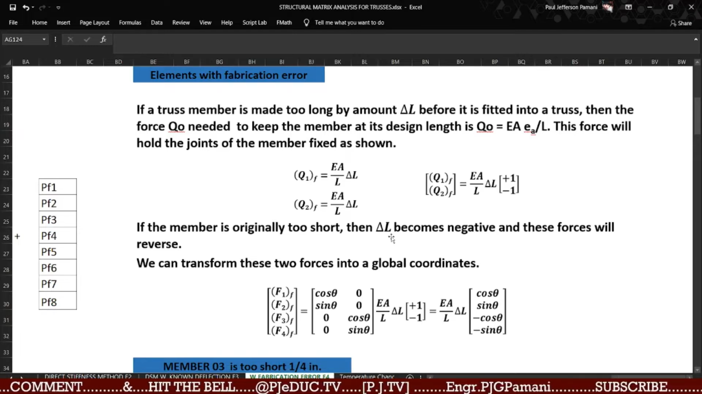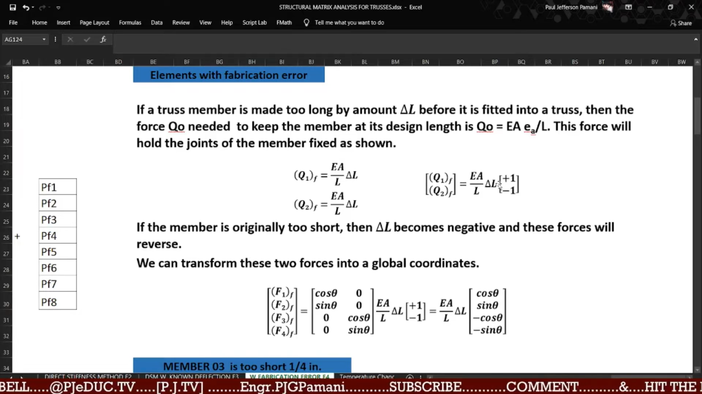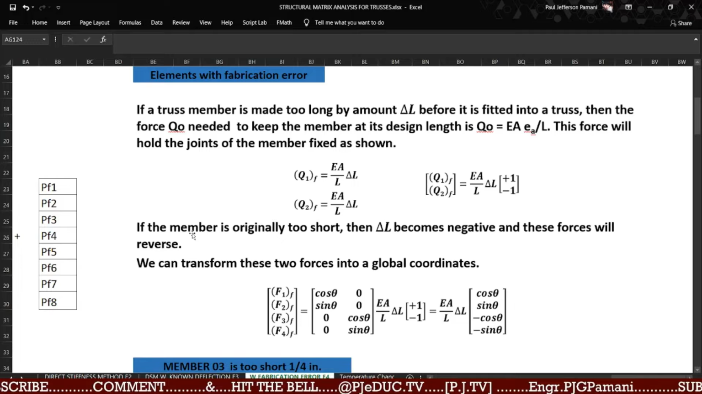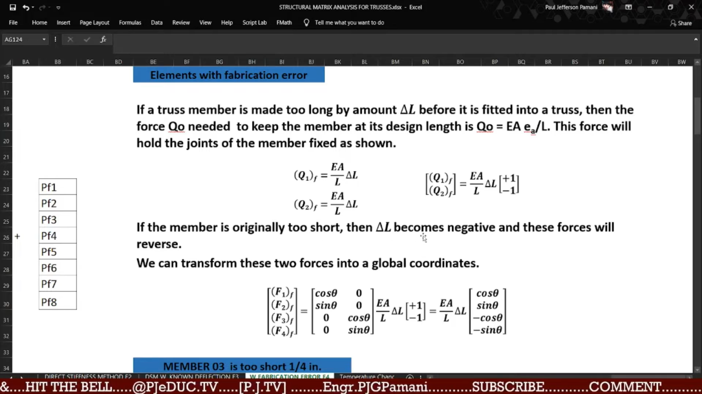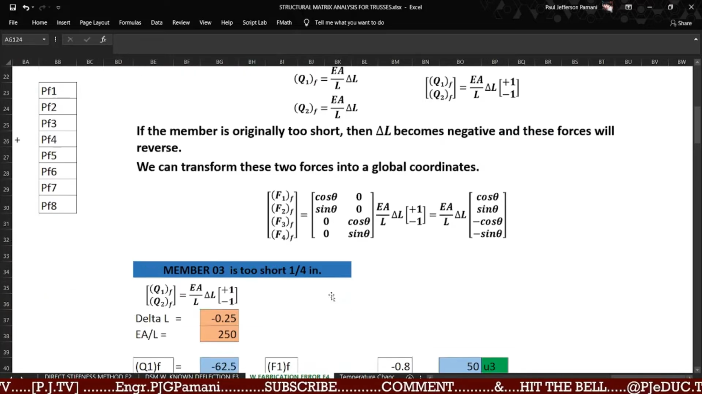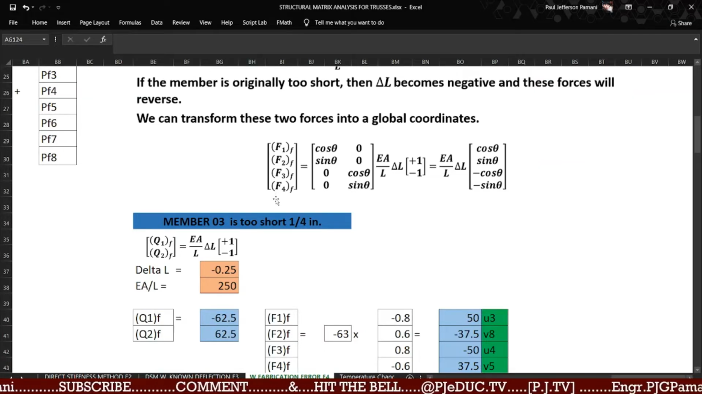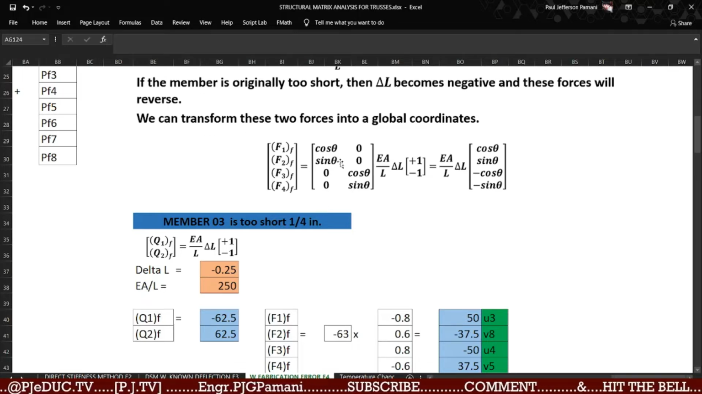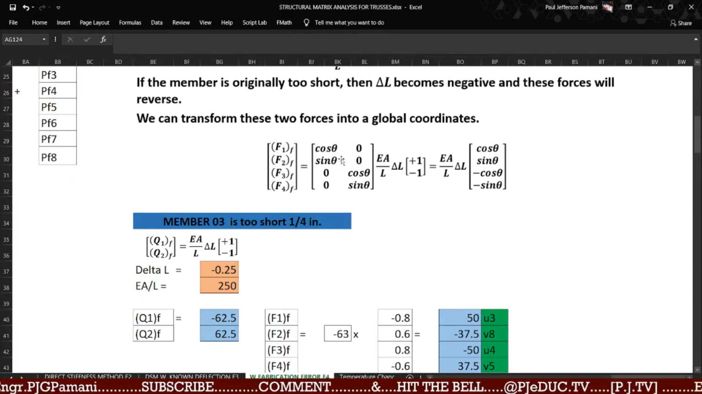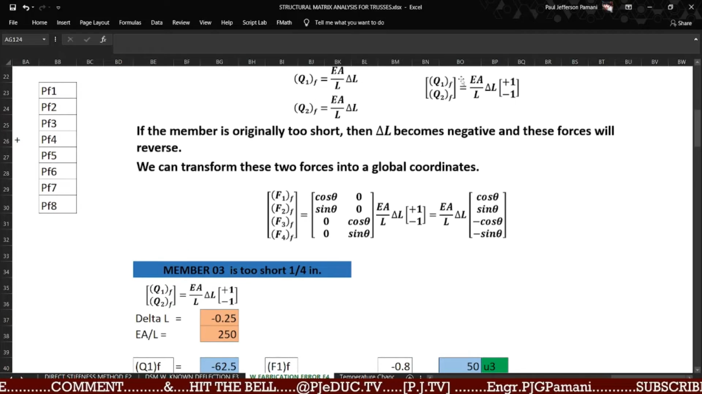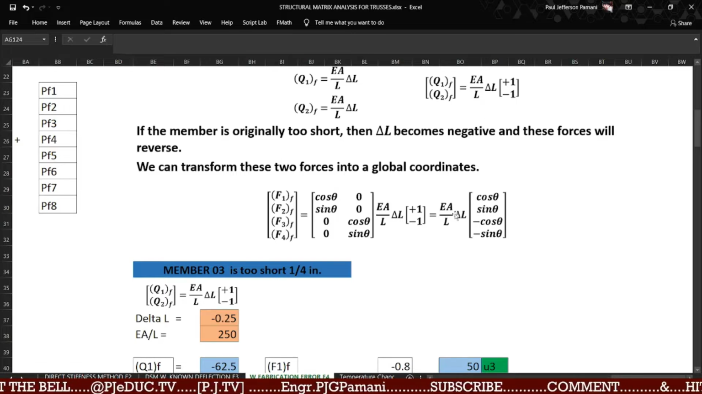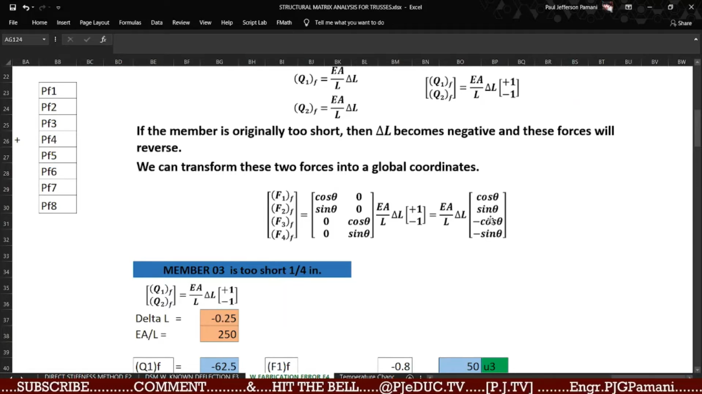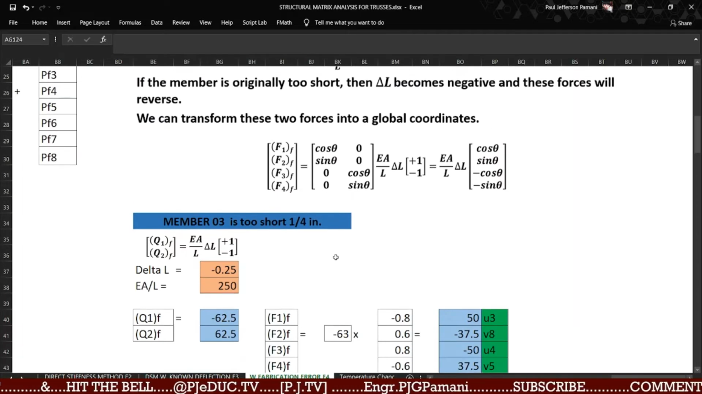If it is too short, that will be designated as a negative value. Too long, so positive. Then multiply it with the matrix of 2 by 1, which is a positive and negative 1. As I've already said, if the member is originally too short, then delta L becomes negative, and these forces will, of course, reverse. Then we'll have to compute the equivalent forces on such member due to that fabrication error by multiplying the transpose of the transformation matrix of such member with the Q value of such member, which gives us EA over L times delta L times the 4 by 1 matrix of cosine theta, sine theta, negative cosine theta, and negative sine theta.